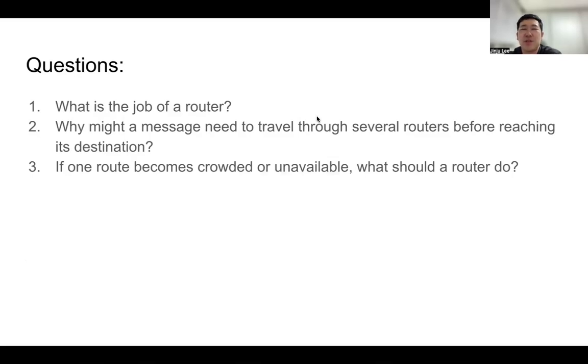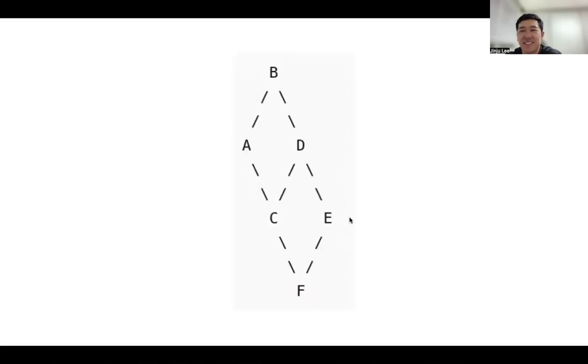Why might a message need to travel through several routers? So think about this. I have a router in my home. It has a very limited range. When I go to my bedroom, the signal gets weaker and weaker. There's no way my router can get information to you wherever you are. Maybe you're in Canada, maybe you're in the USA, maybe you're in Taiwan. If one route becomes crowded or unavailable, what should a router do? It'll look for a different route.